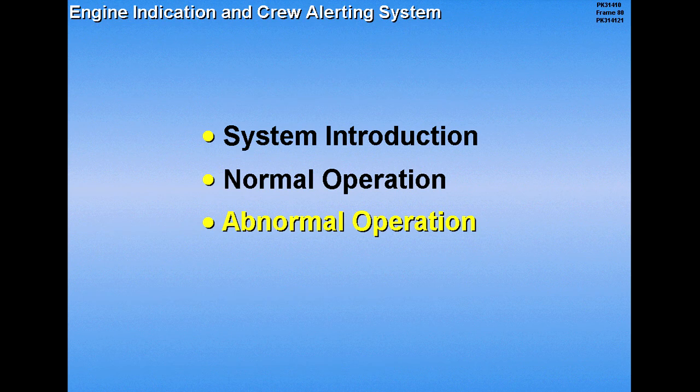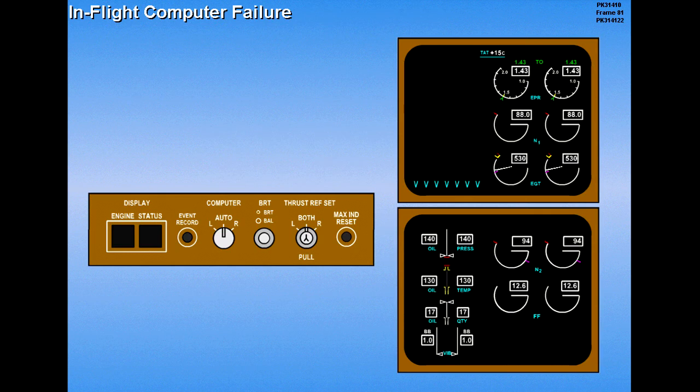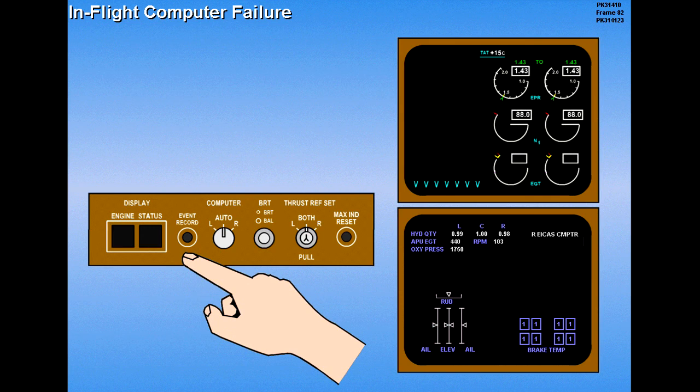Now let's look at the EICAS abnormal operation. In flight with the computer selector in the auto position, a loss of either EICAS computer will cause the word status to appear in the upper left corner of the lower display. Pressing the status switch will identify which computer has failed.